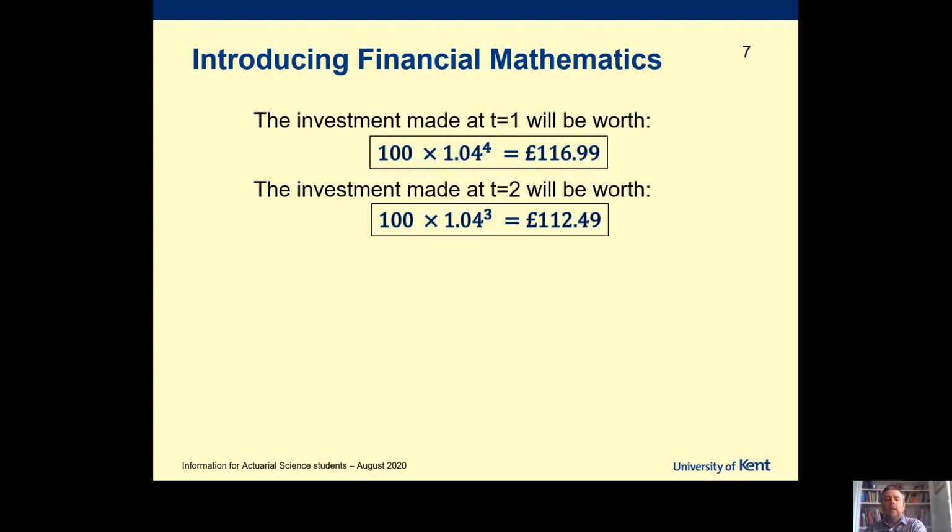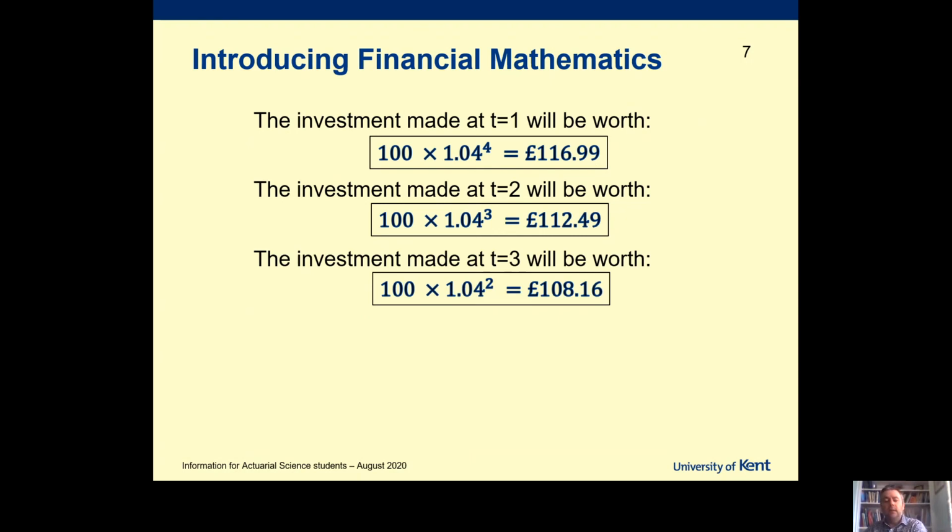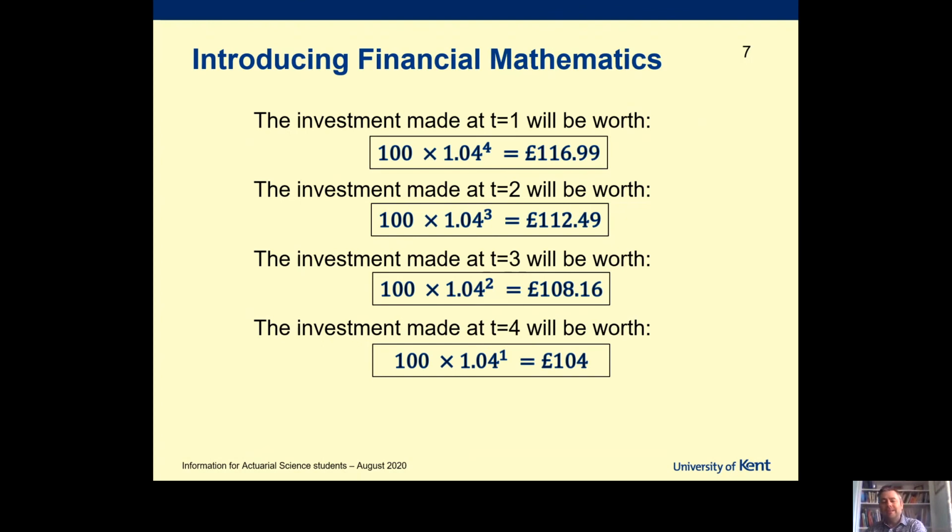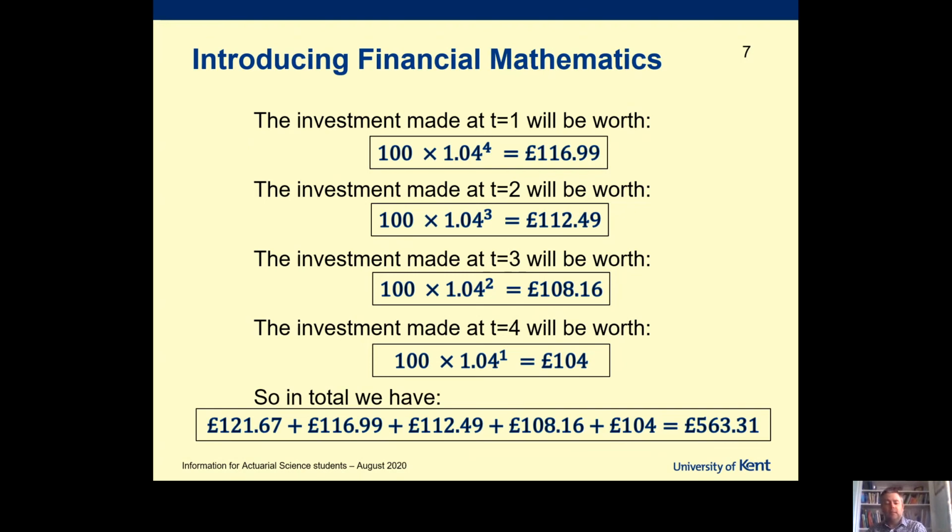and so on. The one we make at time 2 will have got 3 years' worth of growth. The one we make at time 3 will have got 2 years' worth of growth. The one we make at time 4 will have got 1 year's worth of growth. So we can add together those 5 separate amounts, and we'd see that we get £563.31. Okay, so we've invested over a period of time £500, so 5 £100 amounts, and it's grown to £563.31 in total.